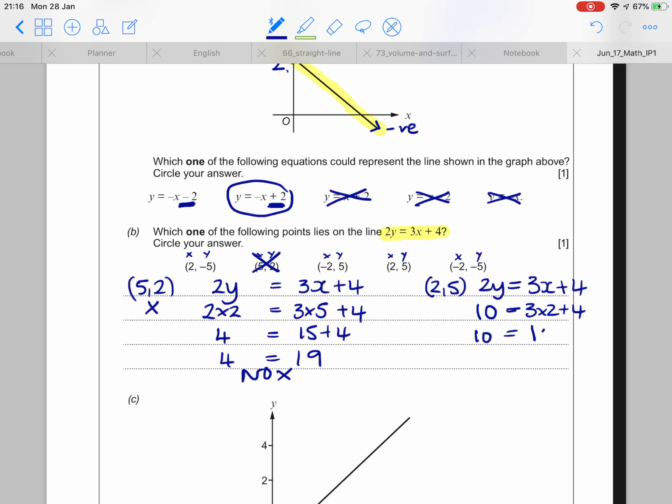3 times 2 plus 4 is worth 10. So that one is going to work. You would have to work through each of these and cancel them out until you found the right one. And we were looking for the left hand side to equal the right hand side.